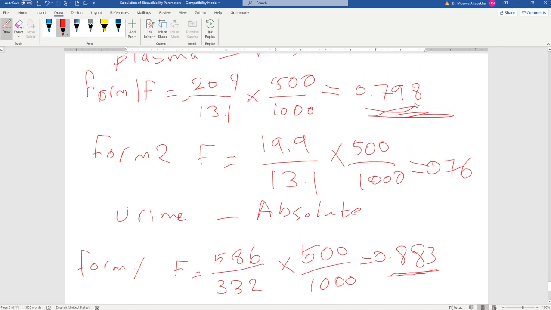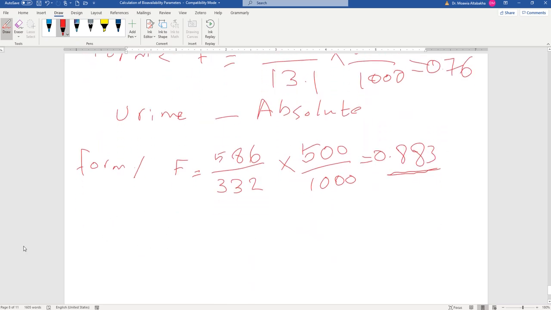Number two, which one is more accurate? I will say this one is more accurate. Why? Because here we are looking directly at the systemic circulation, but here we are looking indirectly at it when the drug goes into the urine. So for me, this will be more accurate than this. Both should be similar, but I do not expect them to be exactly the same. Theoretically, they must be the same, but practically they may be a little different.